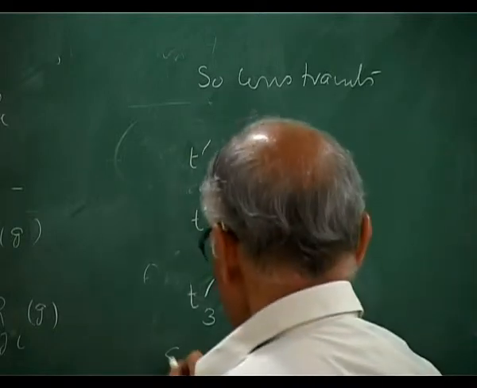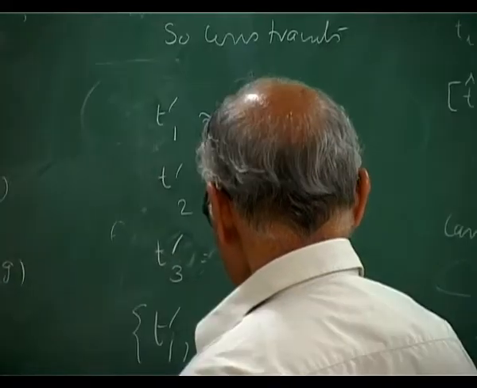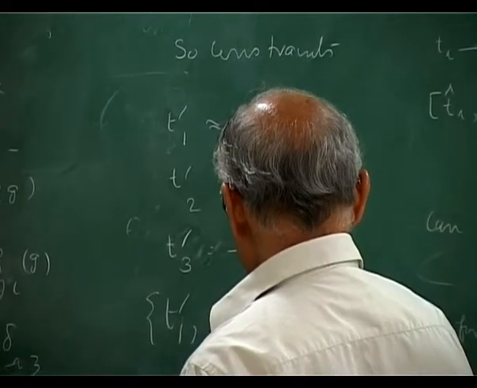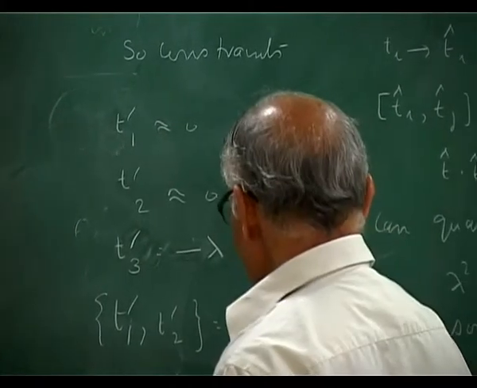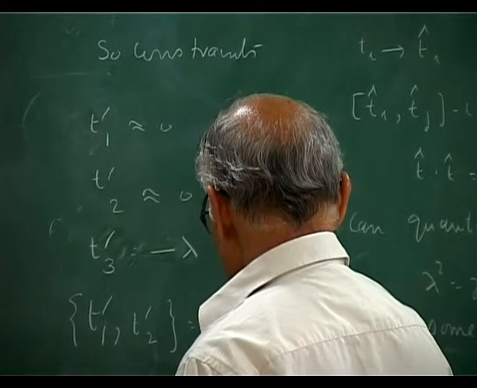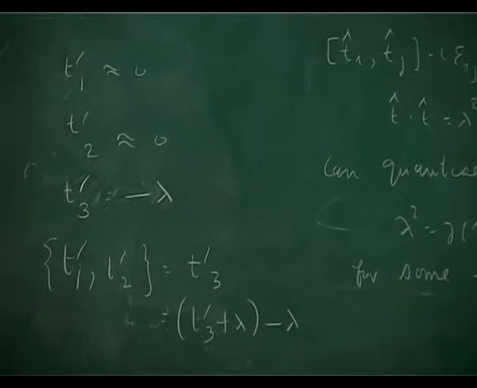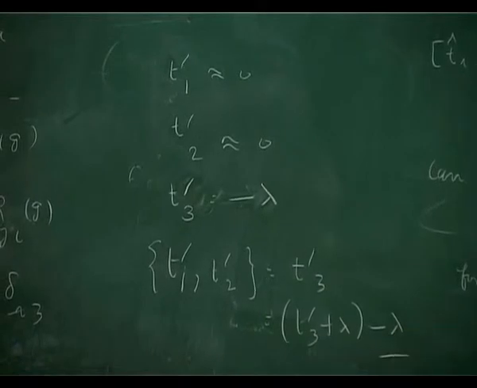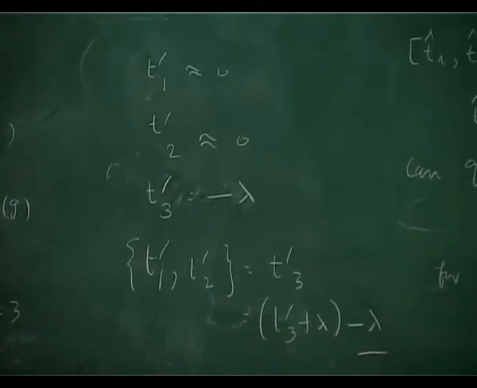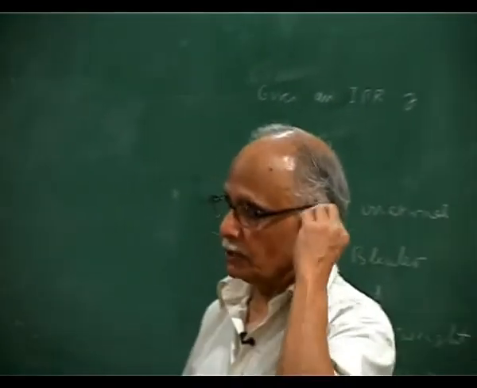Why don't the constraints close? The bracket of T prime 1 and T prime 2 is just T prime 3, but that is not a constraint. So if I rewrite this as a constraint, plus lambda minus lambda, you find that the constraints are spoiled by a central term. This is the source of the issue. How am I going to handle this?